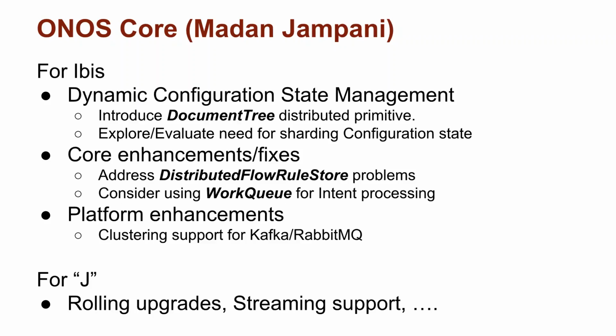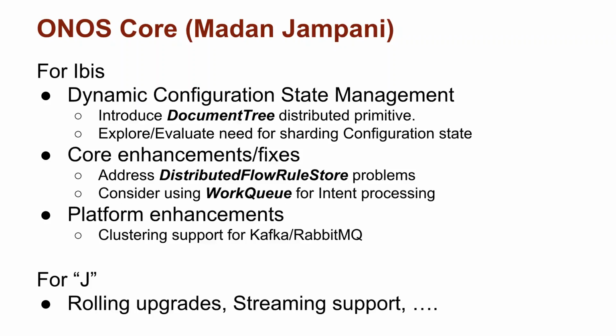The other piece is Kafka and RabbitMQ. I think people who saw the demos for Hummingbird saw that people were able to demonstrate these features, but both these features are currently not clustering enabled, in the sense that if you enable this application on a cluster of ONOS nodes, you get duplicate messages, and that needs to be addressed. And the right way to do it is by providing native support for clustering for these apps.